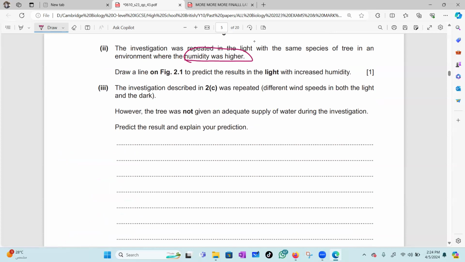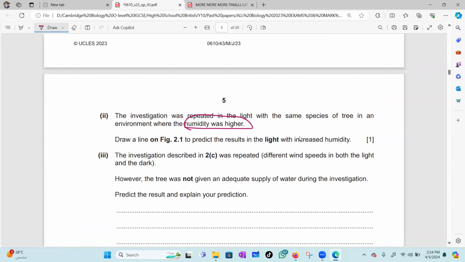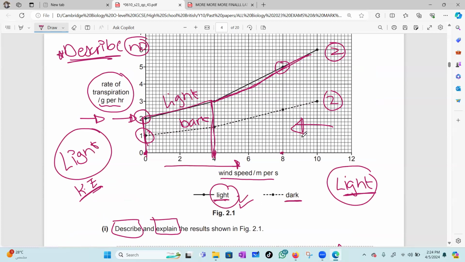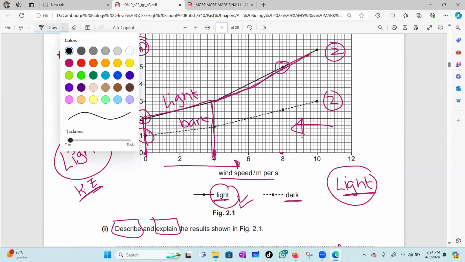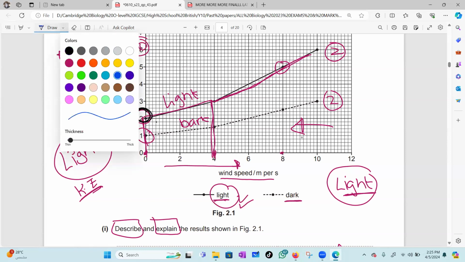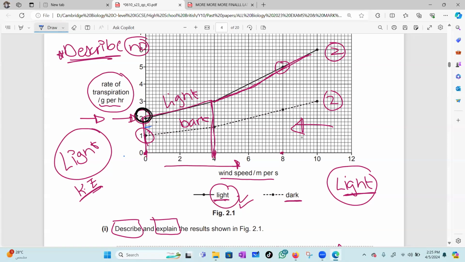Draw a line on figure 2.1 to predict the results in the light with increased humidity. Okay, this is tricky. When there is more humidity, will the rate of transpiration be higher or lower? Lower. Lower, very good. So let me change color. Let's say I will use black. Will the line be below the light or above the light? Below. Correct. It will be somewhere here, or anywhere below the light. With the ruler, please draw to the ruler.